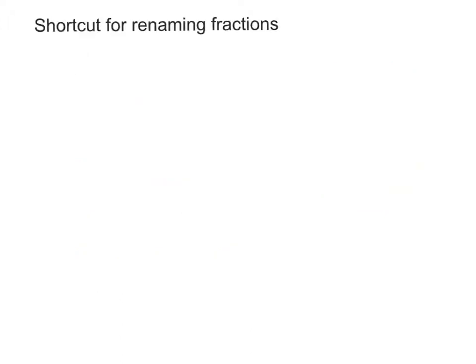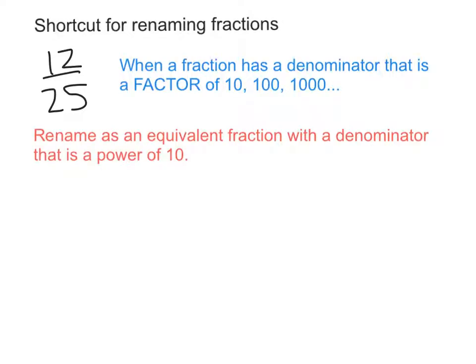Now, what if you're a black sheep who likes to do things a different way? Well, you're in luck, because I love black sheep, and I have something for you. We have a shortcut for renaming fractions. So if we have the fraction 12/25 and we want to rename it as a decimal, we can do this without having to do the division. That's because when a fraction has a denominator that is a factor of 10, 100, or 1,000, you can rename that as an equivalent fraction with a number that is a power of 10. Don't worry, it's going to look way easier than it sounds.